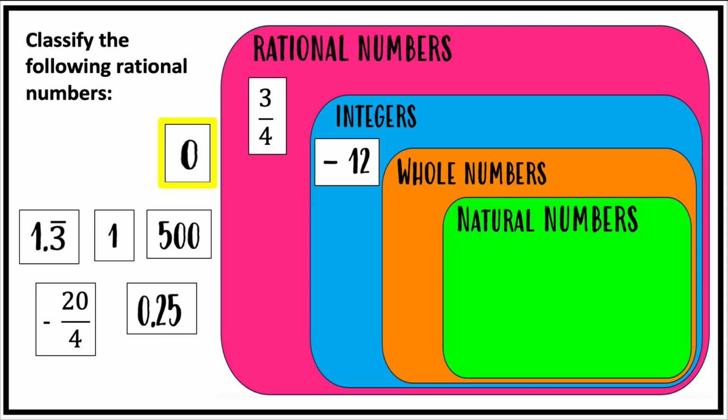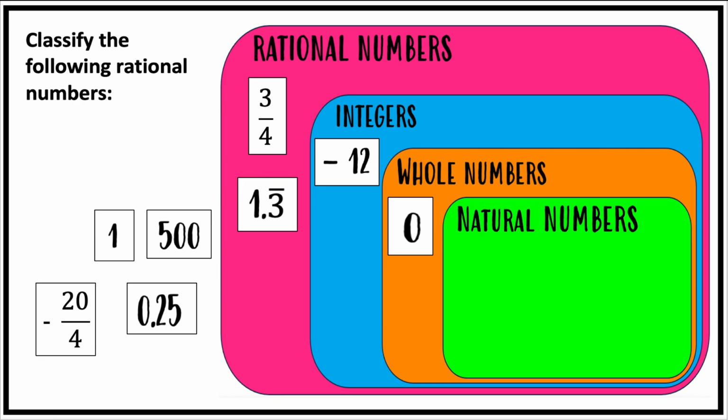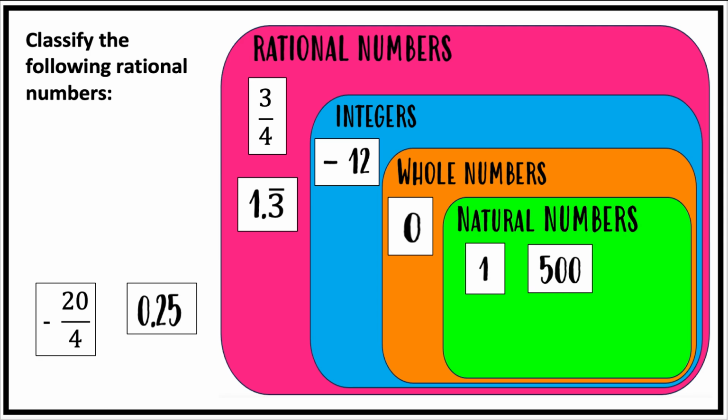We do not use 0 when counting, therefore it is not a natural number, but 0 is a whole number, which also makes it an integer and rational. Notice how the bar above the 3 in 1.3 shows it's a repeating decimal, making it only rational. 1 is a number we start counting with, which classifies it as a natural number. 500 is also a number we use to count, which makes it a natural number as well.